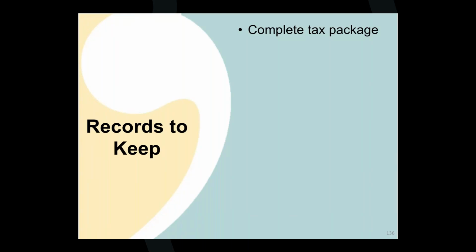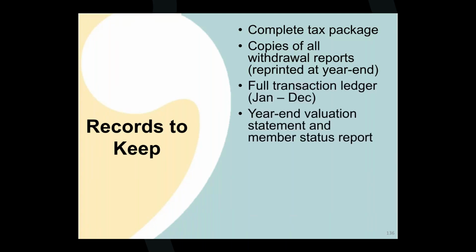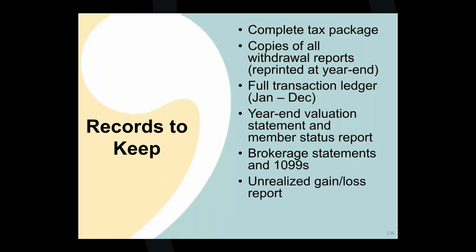Keep copies of all withdrawal reports reprinted at year-end. The full transaction ledger, year-end valuation statement and member status report, brokerage statements and 1099s, an unrealized gain-loss report from your broker that shows the cost basis details for each lot of each stock you owned as of the end of the tax year, and a realized gain-loss report from your broker that shows the cost basis details for each lot of each stock that you sold during the tax year.